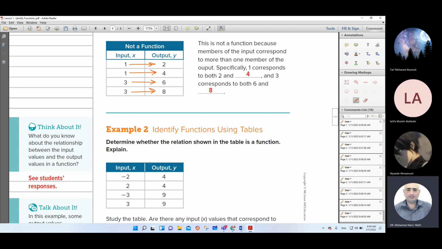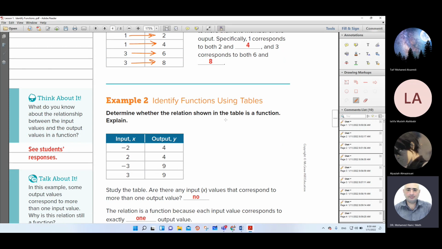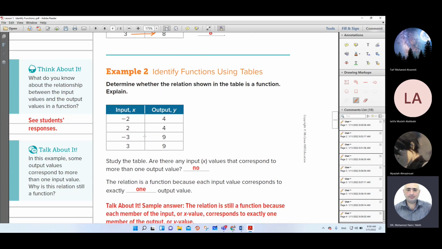Identify functions using tables. Determine whether the relation shown in the table is a function. Explain. This is the input and this is the output, and we want to determine whether this relation is a function or not. As you see here, we have -2 and 4, 2 and 4, -3 and 9, 3 and 9. Each element inside the input has just one relation with an element in the output, which means this is a function.